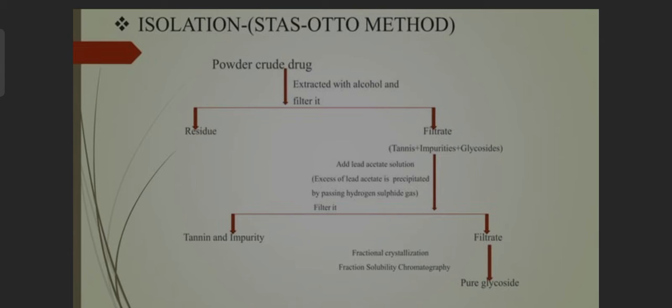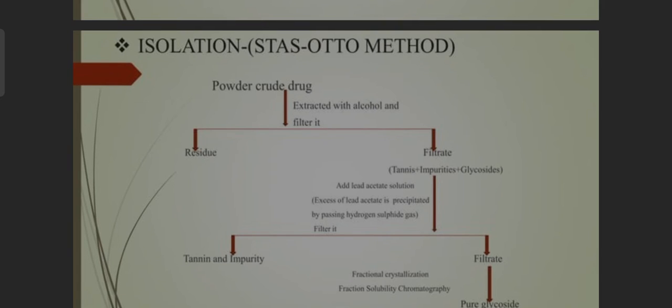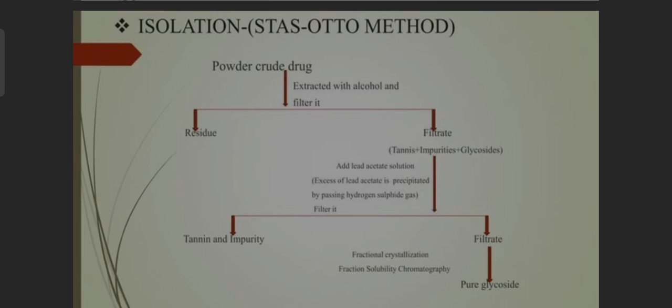Isolation by the Stas-Otto method. Powder the crude drug, extract with alcohol and filter it. Residue and filtrate. The filtrate contains tannins plus impurity plus glycosides. Add lead acetate solution; the excess of lead acetate is precipitated by passing hydrogen sulfide gas. Filter it. Tannin and impurity are in the filtrate. Fractional crystallization, fractional solubility, chromatography give pure glycoside.